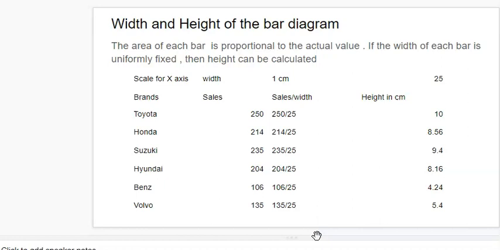So here height and width are easy to see. The width is fixed, 1 centimeter equals 25. That means how many centimeters of height should there be? 250 divided by 25, so 10 will be the height. Like that we can calculate. Here the width is fixed so that we can calculate the height.